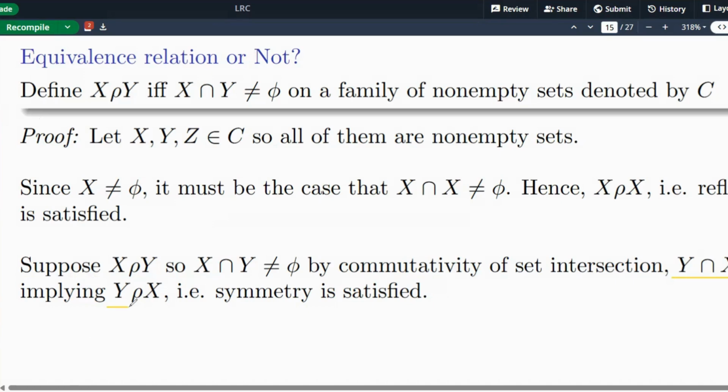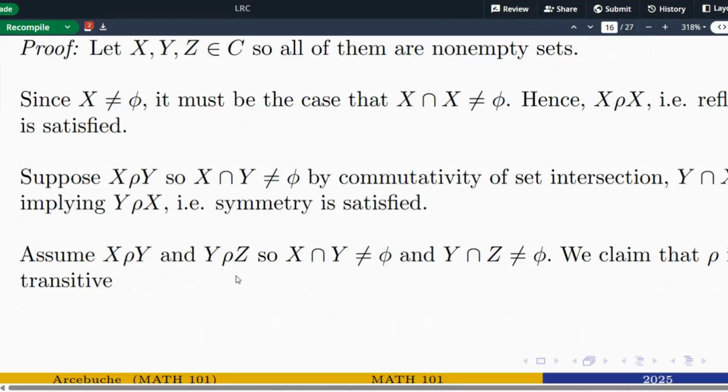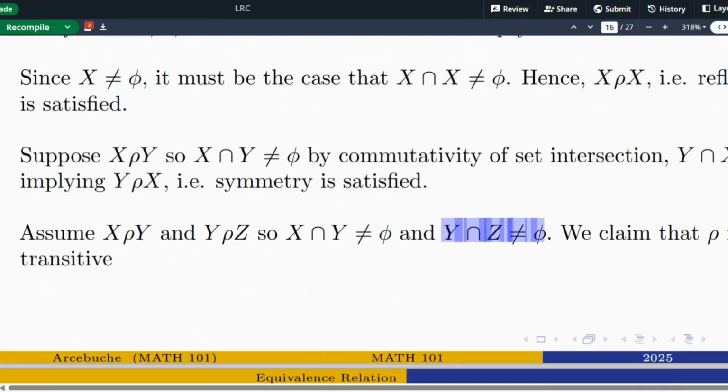So, dahil dyan, Y rho X. So, si Y, jowa niya si X. So, symmetry is satisfied. Ang last natin i-check is it transitive? So, assume natin na si X, jowa niya si Y, jowa niya si Z. So si X, kung jowa niya si Y, yung intersection ni X at Y is non-empty. Si Y, kung jowa niya si Z, dapat si Y, intersection with Z, is non-empty. So, i-check natin ngayon is X, jowa niya ba si Z?